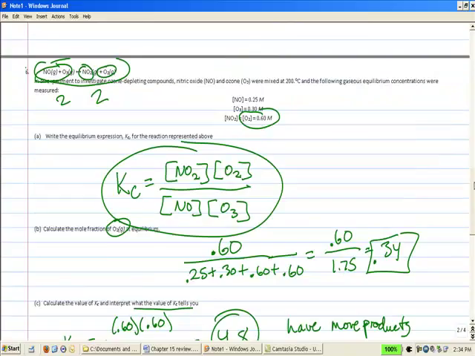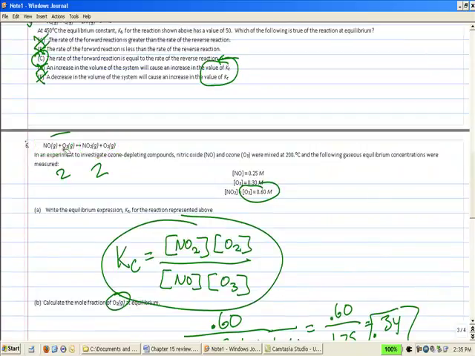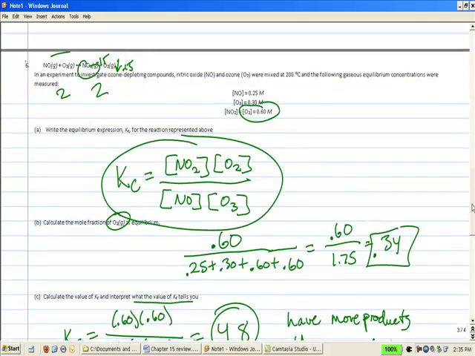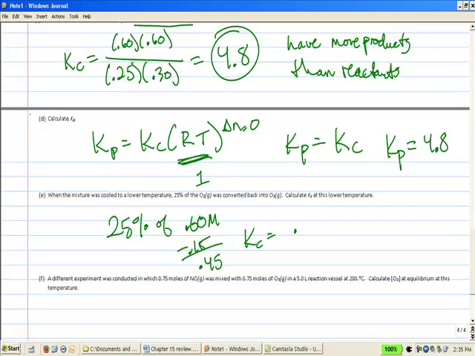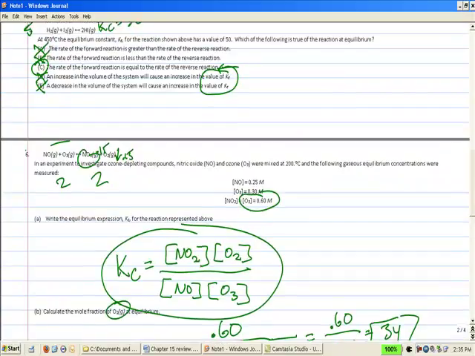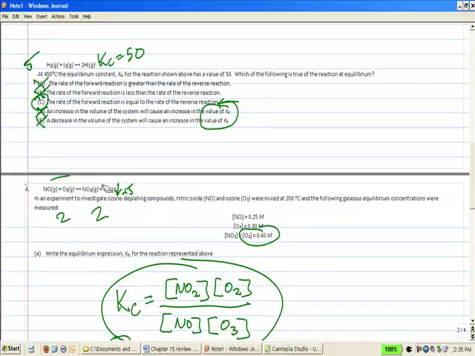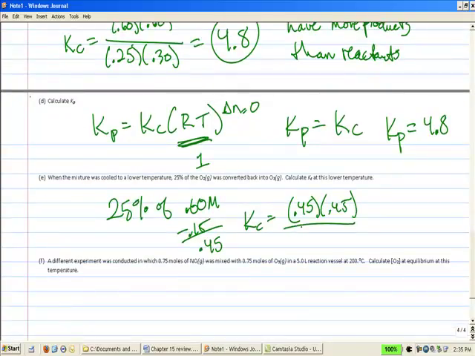Now, everything here is a 1-to-1 ratio from our balanced equation. So if this goes down by 0.15, so does our other product. So NO2, which is also 0.6, goes down to 0.45. So our Kc equation is going to be 0.45 times 0.45. And then if our products go down by 0.15, then we know that our reactants have to go up by that same amount. So NO was 0.25, so that's going to go up to 0.40.